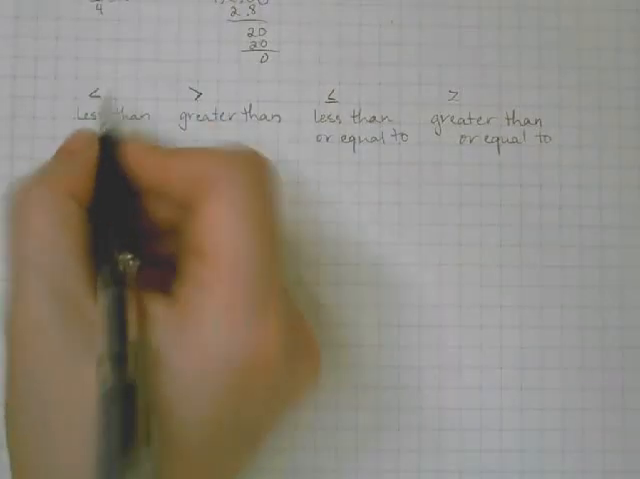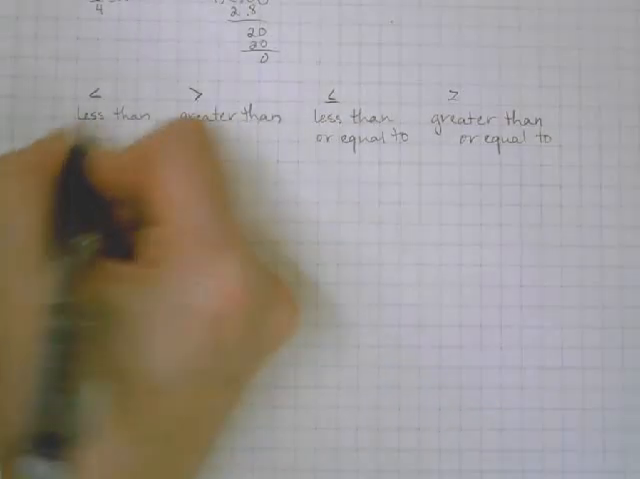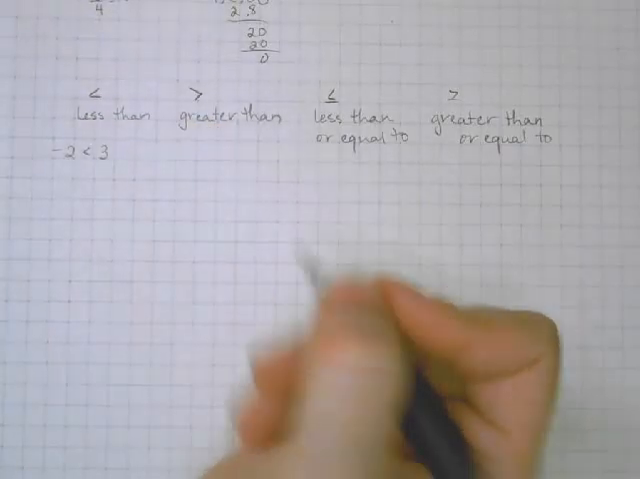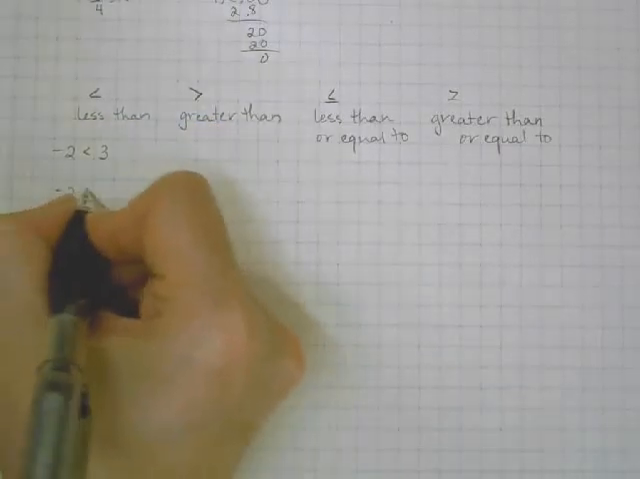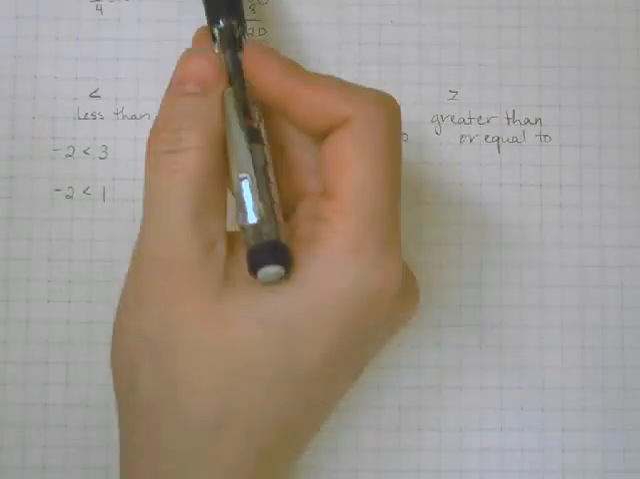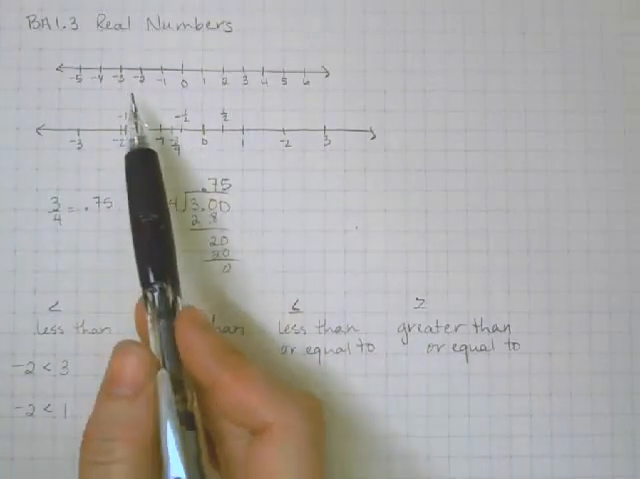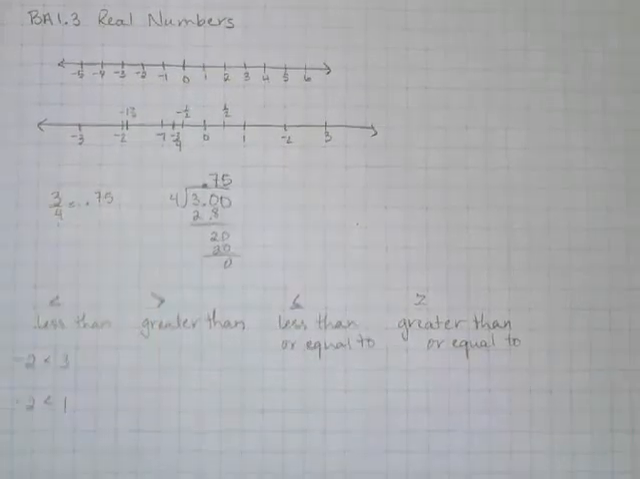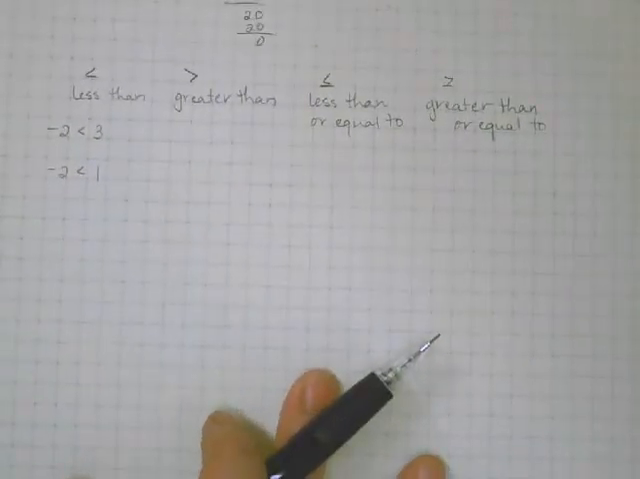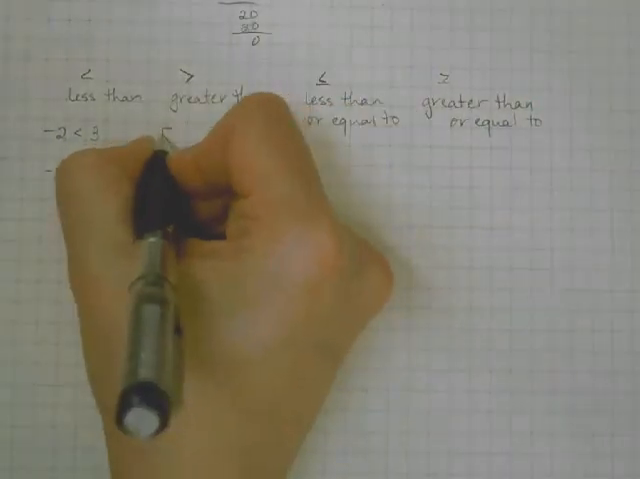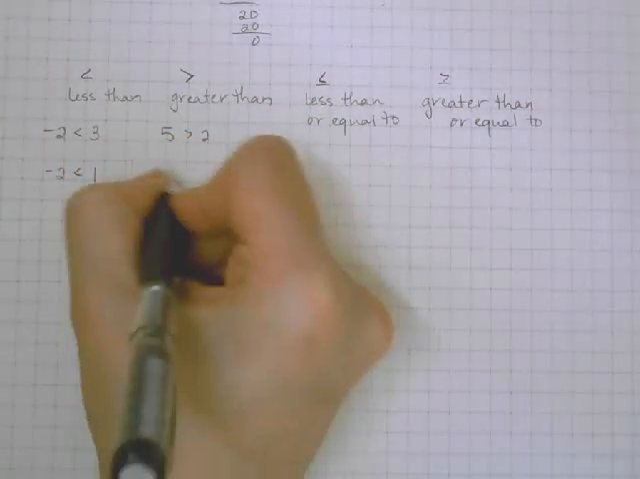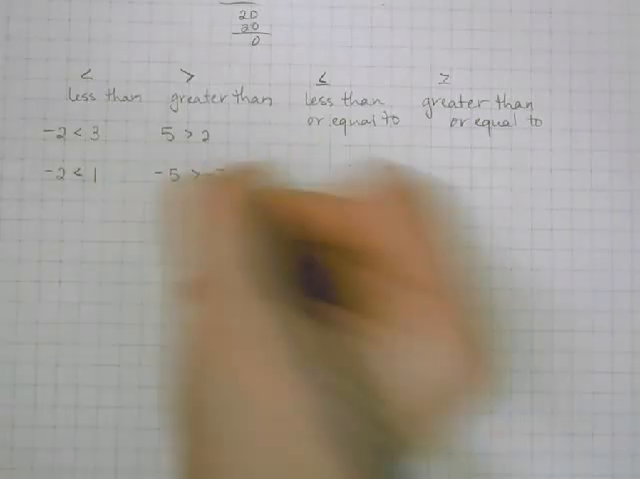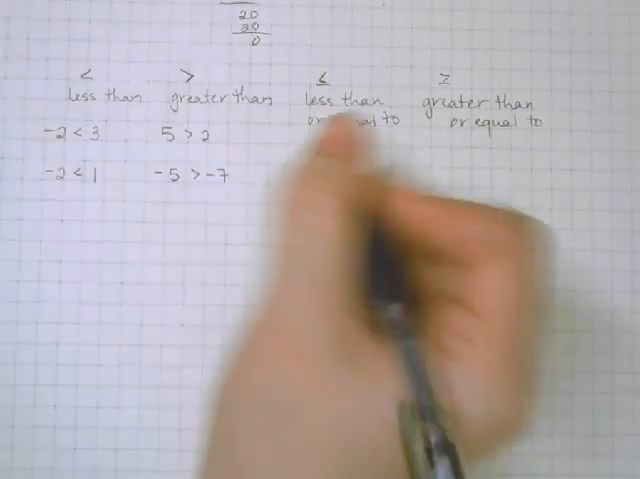So for less than, -2 is less than 3. -2 is also less than 1 because it's to the left of the other one. So it's important to look at the symbols there. Greater than: 5 is greater than 2. Negative 5 is greater than negative 7. So it's important to note where they would fall on the number line.